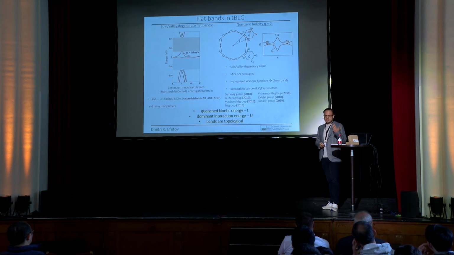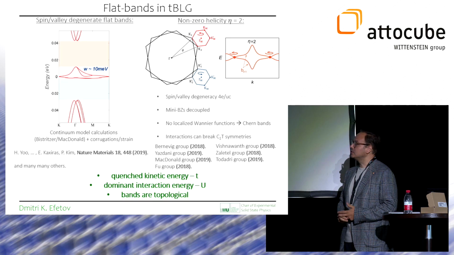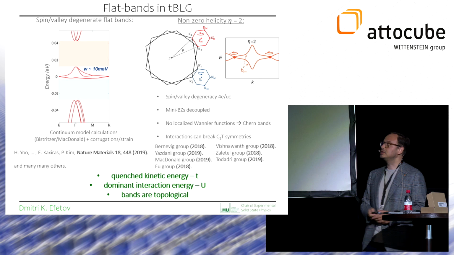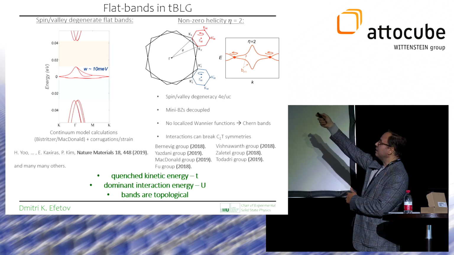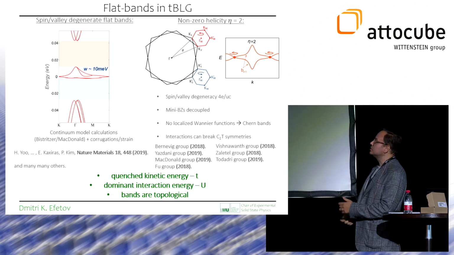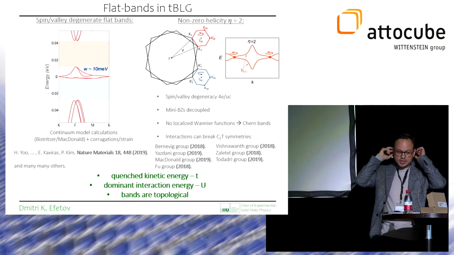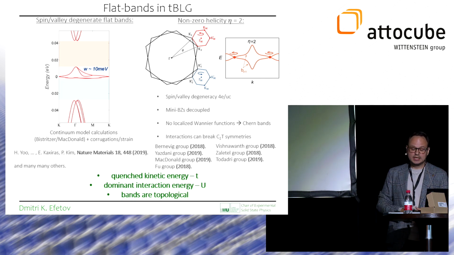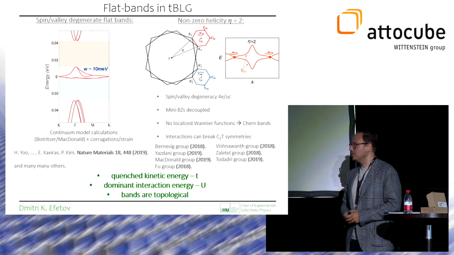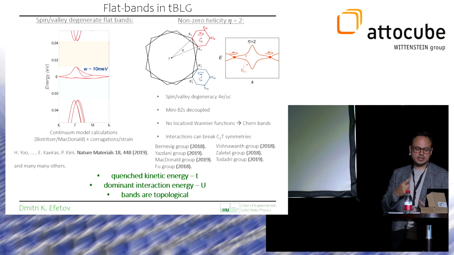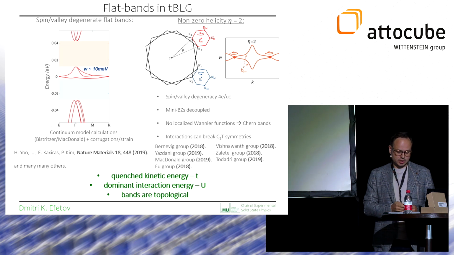The other ingredient, which of course also comes back all the time, is that these mini Brillouin zones that we create by twisting the two Brillouin zones of the graphene lattice have different winding numbers and different Berry curvatures than the original graphene lattice, and the bands are defined to be topological. So we have these two ingredients, strong correlations and topology, in the system.